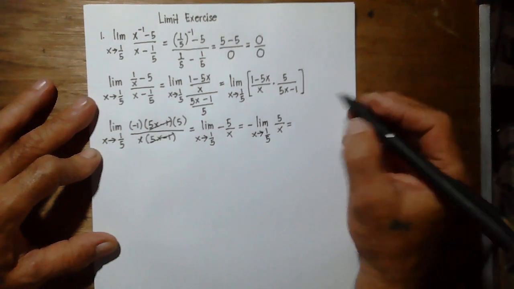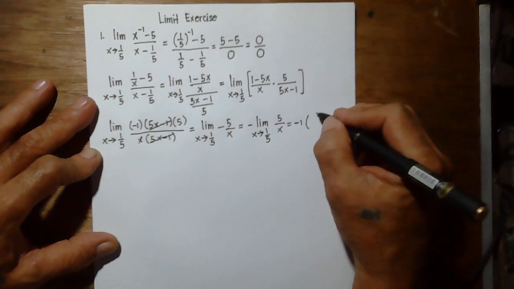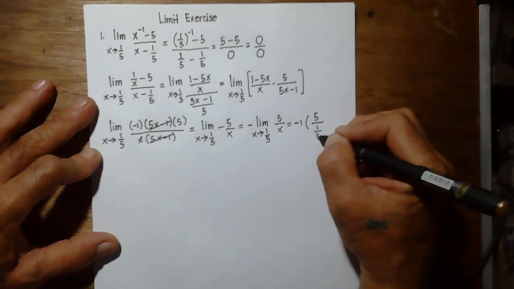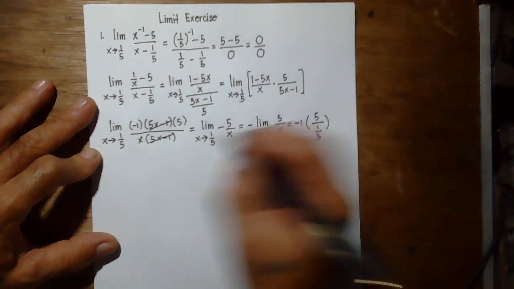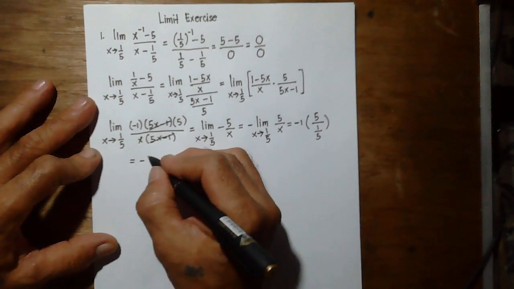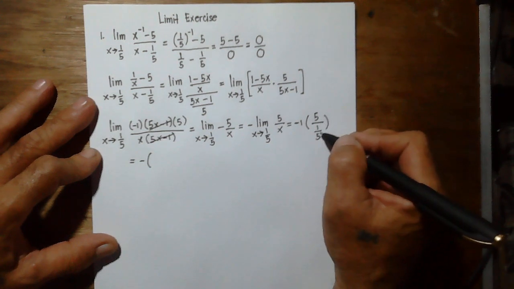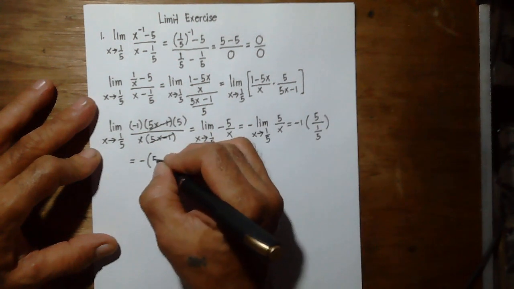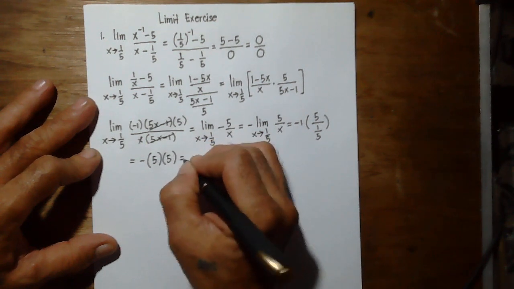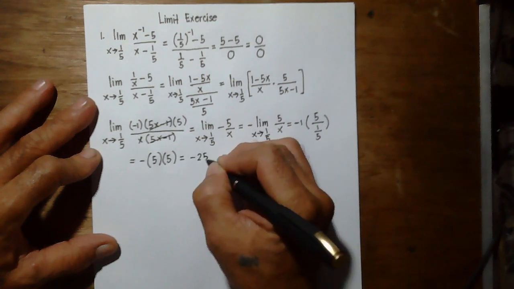Now, by direct substitution, we have negative 1 times 5 over 1 over 5. So that will give us a negative of, we multiply 5 by the reciprocal of 1 over 5, and that is 5 times 5. That will give us a negative 25.